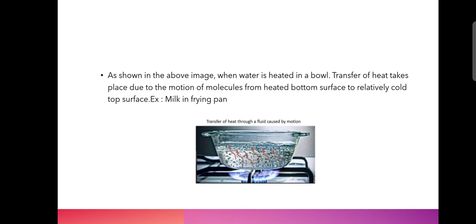As shown in the image below, when water is heated in a bowl, transfer of heat takes place due to the motion of the molecules from the heated bottom surface to the relatively cold top surface. Examples are water boiling in a pan or vessel, or milk in a frying pan. You can see in the image below the transfer of heat through a liquid caused by the motion of molecules.